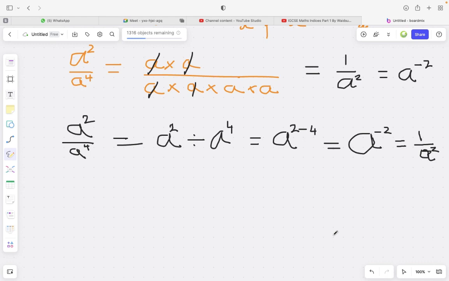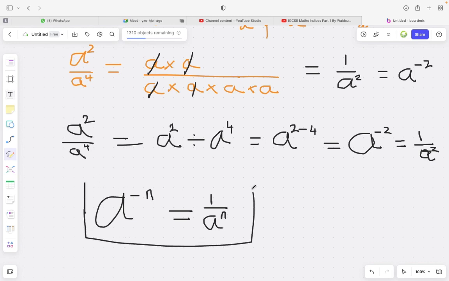The general rule for negative indices is that if you have a to the power of negative n, then this can be expressed in fractional form as 1 over a raised to the power of n. In general, this is what we have as the negative law of indices. Is that okay?